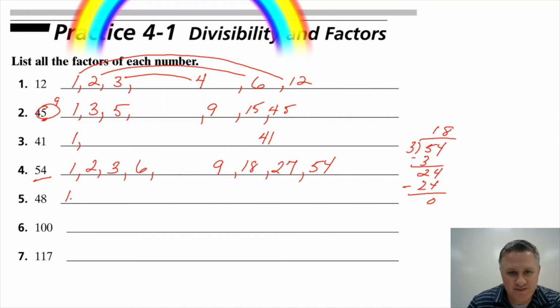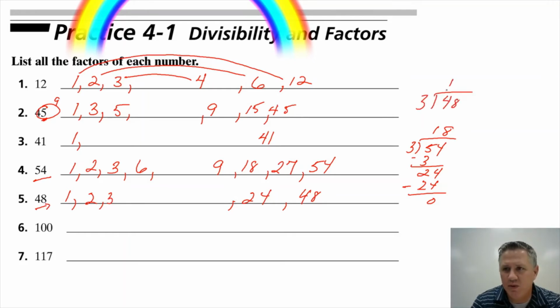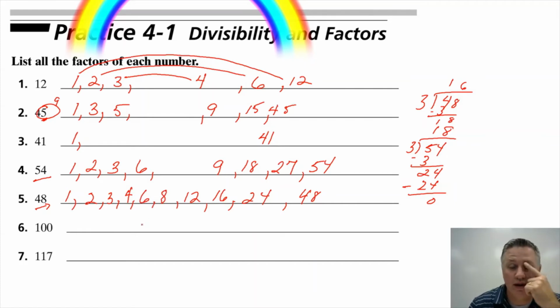All right, 48. 1 and 48. That works. It's even, so 2 and half of that is 24. 3, yes, the sum of the digits is 12. So 3 goes into it. Again, I might have to do the work and say 3 into 48, 16 times. And that might be one that you left out if you're just going right across, right? So that's why we do the rainbow. 4 goes into it 12 times. 5, no. 6, yes, 6 times 8 is 48. So there are a lot of factors of 48, right?